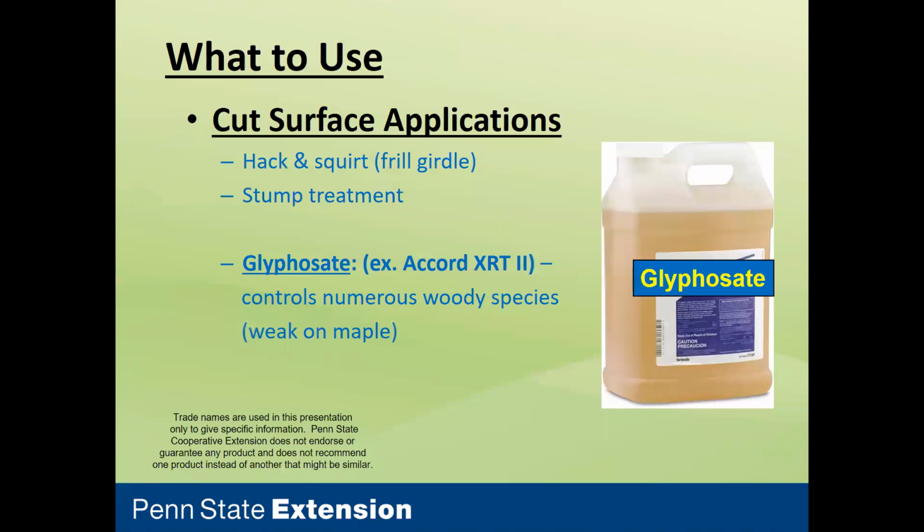It is weak on maple, so if you were treating whether it was striped maple or red maple, this is probably not going to be your product of choice. You probably want to use something that I didn't list here, and it was based on some studies that I've done on red maple and some Forest Service studies on striped maple, but you probably want to use an active ingredient called imazapyr, found in products like Arsenal AC, for example.